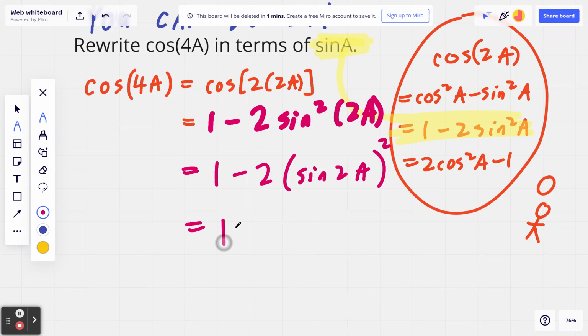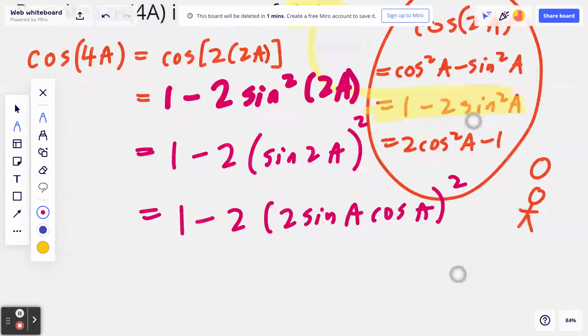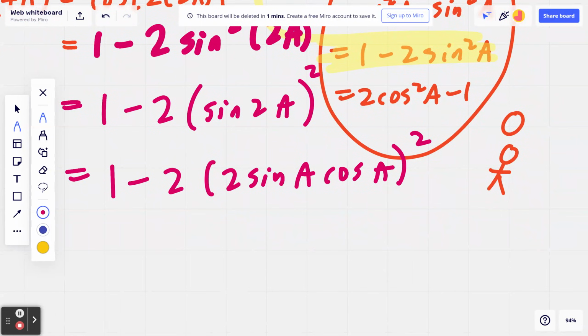Now, if you go back to the double angle formula for sine 2A, this is going to be 2 sine A cosine A in brackets square. Let's zoom in for you. When I expand this, it is going to be 1 minus 2.